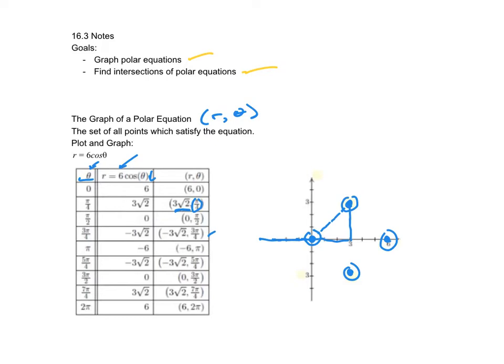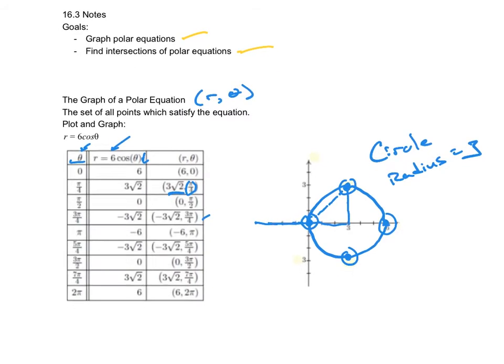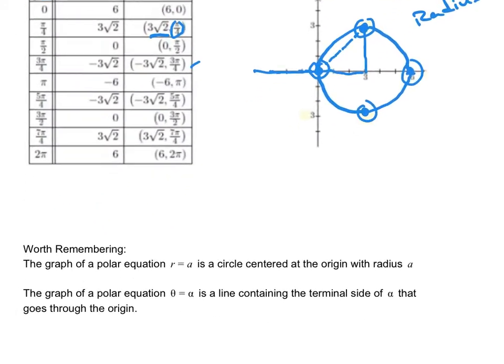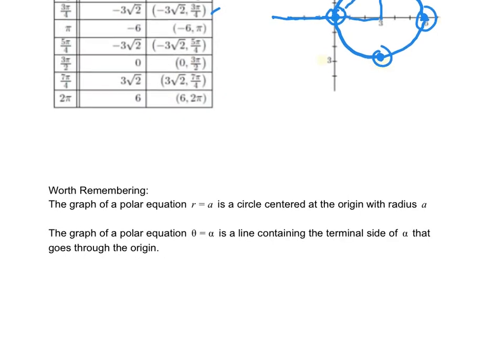Turns out that this particular polar equation gives us a circle with a radius of 3. And that's going to be something worth taking a look at here as we move forward. So one of the things we want to be able to do is make a table and plot points to make a polar graph. A couple of things here worth remembering.